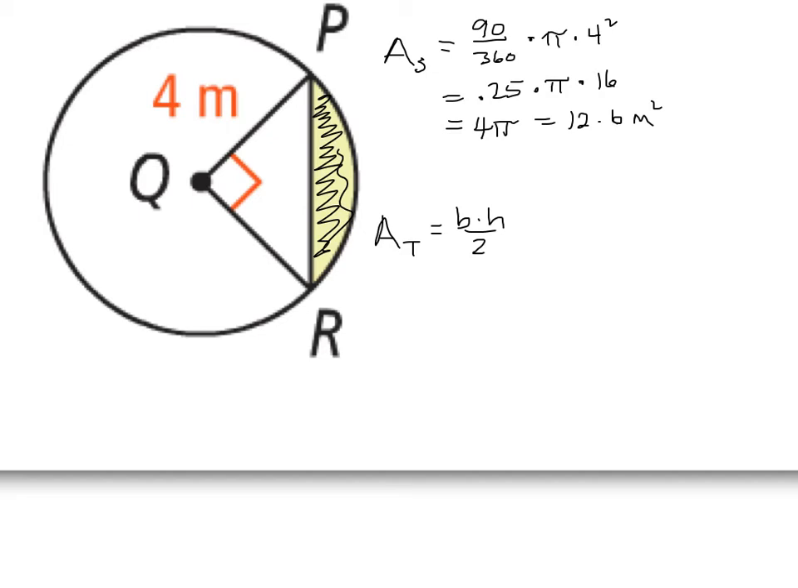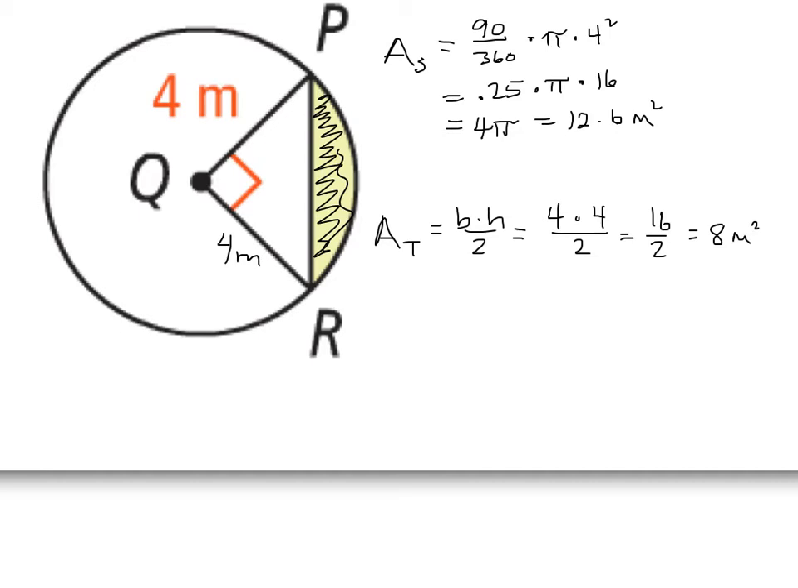Well, in this case, both the legs are a radius, so they're both 4 meters long. So when I go to calculate the area of the triangle, it's 4 times 4 divided by 2. Well, that is 16 divided by 2, which is 8 meters squared. So the area of the triangle is 8 meters squared.